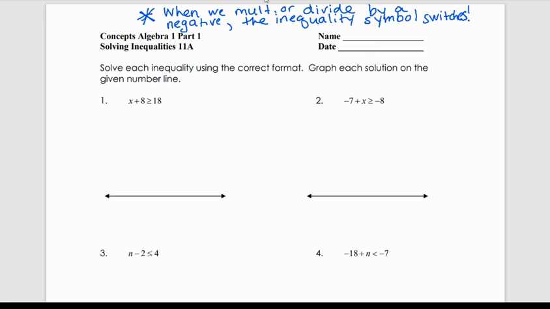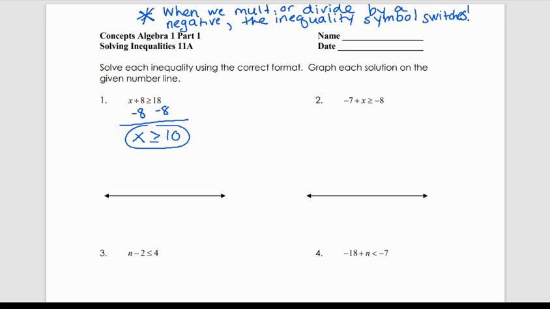Okay, let's look at number 1. We're trying to get x alone. How should I get x alone? It says x plus 8, so what do I do to undo that? Subtract 8. Make sure we're keeping this nice and neat. Subtract 8 on the left, subtract 8 on the right. On the left-hand side, those 8s cancel, so I'm left with x. I keep my inequality symbol the same because I did not multiply or divide. And then 18 minus 8 is 10. There is my answer, where the variable is alone.